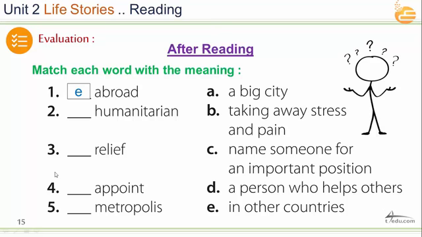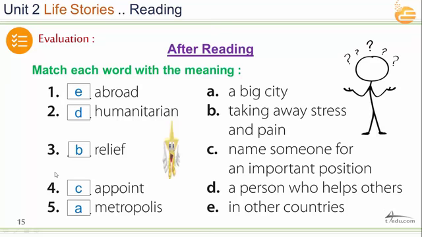Number 2, humanitarian. Great, yes, D, a person who helps others. Okay, relief. Excellent, taking away stress and pain. B. Number 4, appoint. Yes, that's great. Name someone for an important position. C. Number 5, metropolis. Yes, that's great. A big city. Yes, thank you so much.